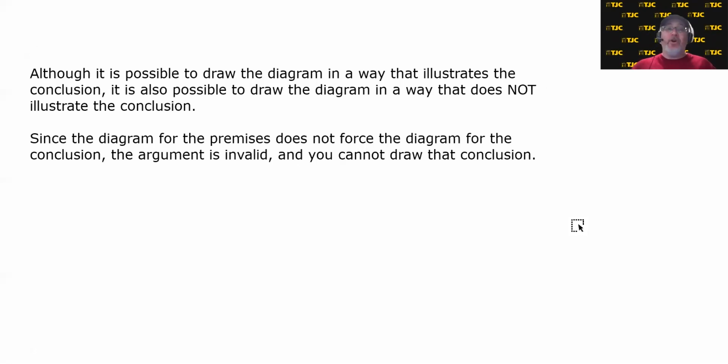Although it's possible to draw the diagram in a way that illustrates the conclusion, it is also possible to draw the diagram in a way that does not illustrate the conclusion. Since the diagram for the premises does not force the diagram for the conclusion, the argument is invalid and you cannot draw that conclusion.